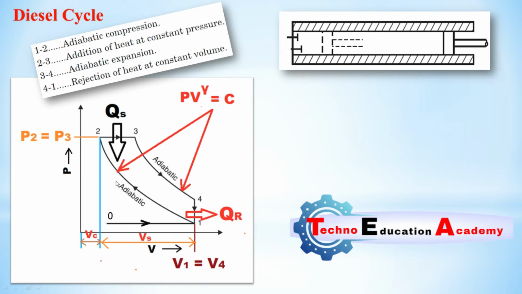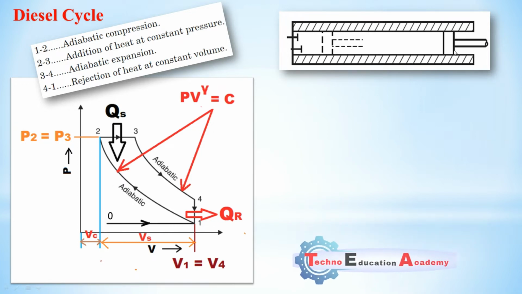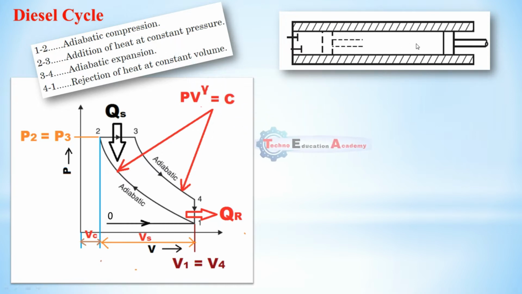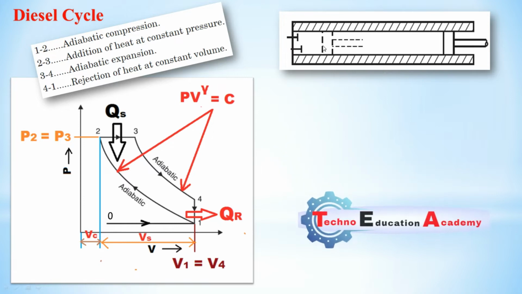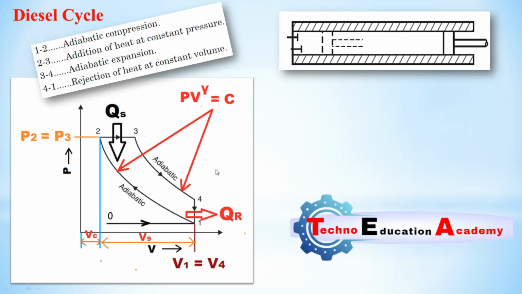Then the 1 to 2 process is the adiabatic compression. Whenever the piston travels from outer dead center to inner dead center, at that time the air which was sucked in the previous stroke is compressed. And we know that in the compression process the volume of the air decreases and the pressure of the air increases.